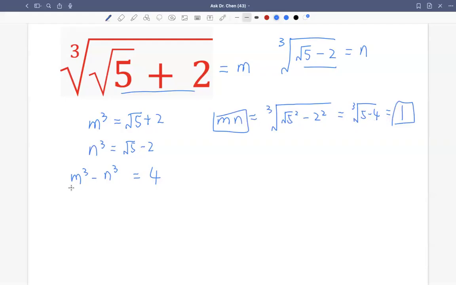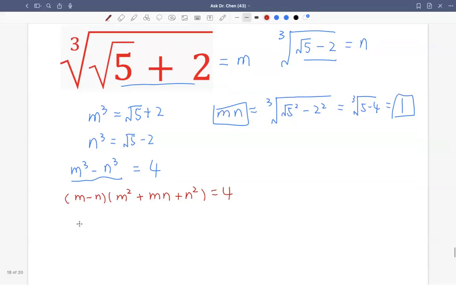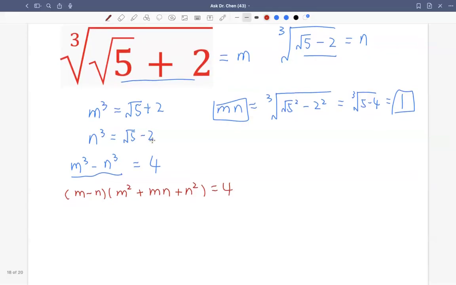Now, the difference of two cubes, we can factor as m minus n times m squared plus mn, then plus n squared, that equals 4. Okay, right, so we have this relation.